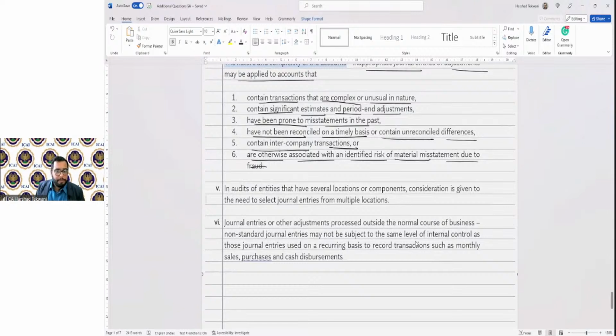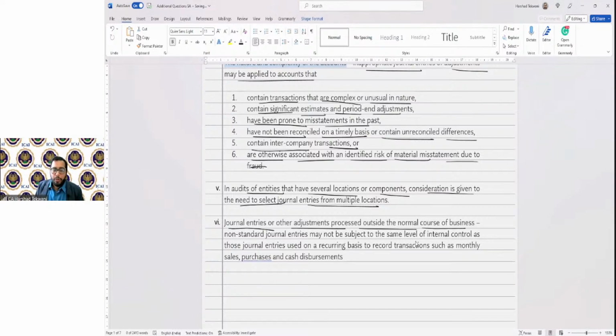So we need to understand such kinds of accounts also. Then in the audit of entities that have several locations or components, consideration is required to be given to each location for the selection of the journal entries. I should focus on each and every location, and I should select from multiple locations rather than selecting from one location.